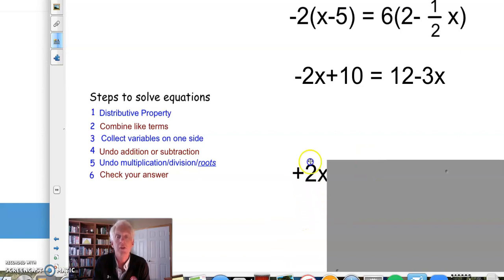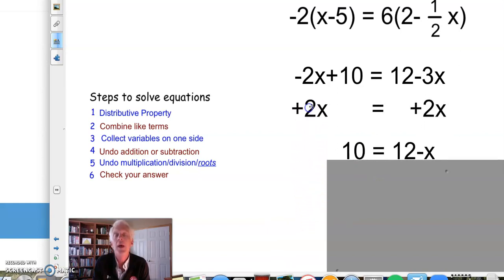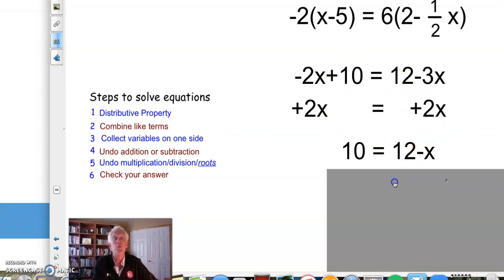I'll show you, let's add 2x to both sides. If I were to add 2x to both sides, negative 2x plus 2x goes away. The 10 would come down here. Equal sign stays. The 12 slides down here. But now this negative 3x plus 2x becomes a negative x. It's that simple. The number here will be negative 2. You would then subtract 2 and get negative x equals negative 2.